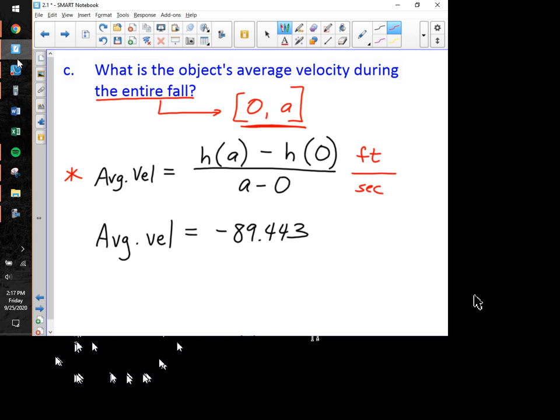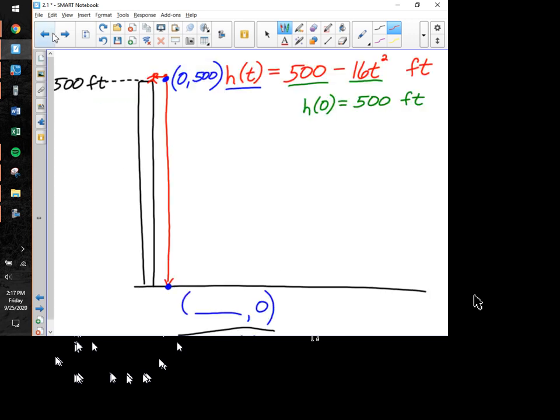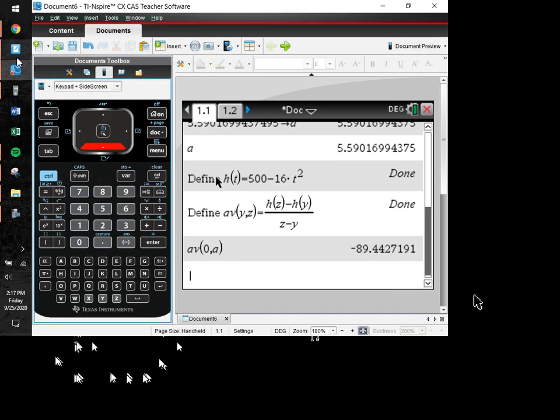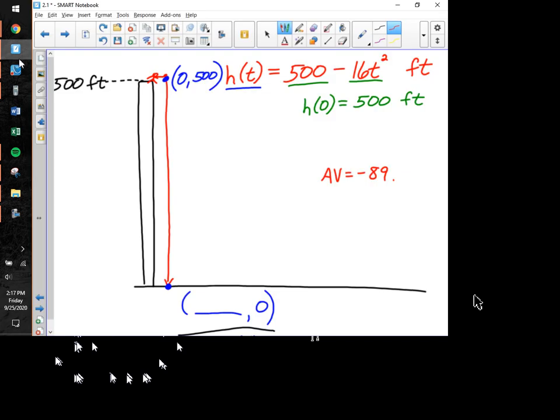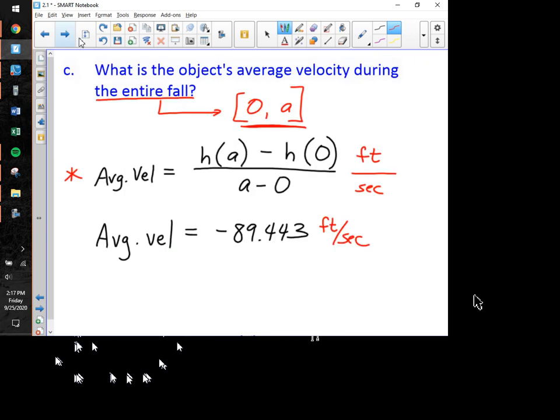And feet divided by seconds are simply going to get us feet per second. So that's our average velocity, everybody, during the entire free fall. So coming all the way down here in red, I'm going to write this over here, the average velocity was negative 89.443 feet per second. And of course it's negative because we're moving downward. All right. Good times, everybody. So that took us through B.